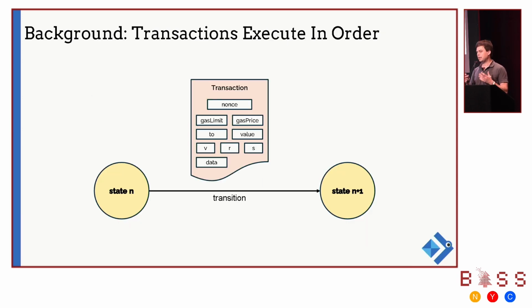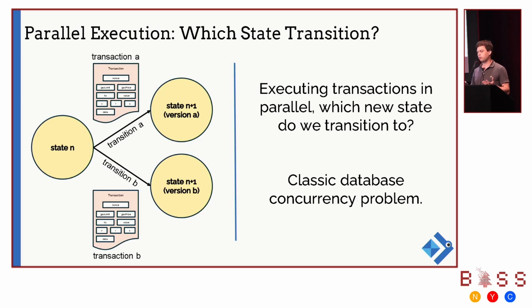I want you to think about each transaction on Ethereum as a state transition function. So you have a state of the chain before the transaction and a new state afterwards. And to get there, the transaction executes some code. Now, the minute you run transactions in parallel, the question is, okay, so now I have two new versions of the world because I have two transactions executing at the same time. And this is a classic database concurrency problem, and there's been many years of research and very good approaches on how to deal with this.